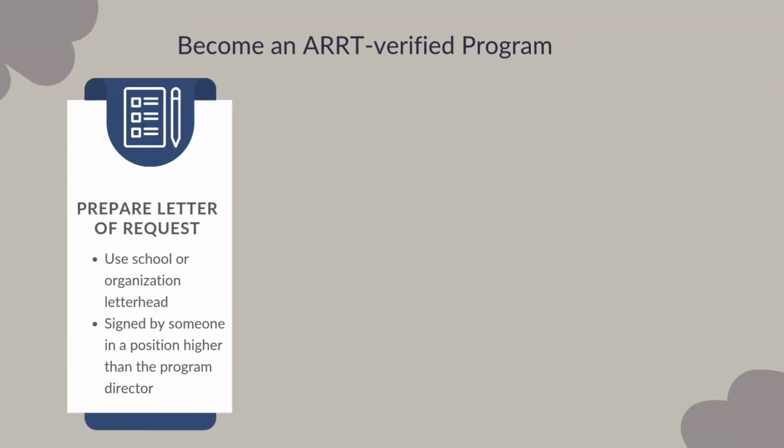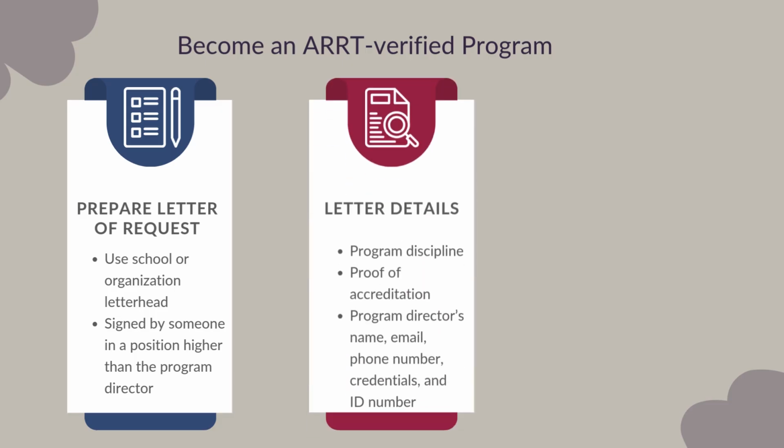If you're not currently an ARRT verified program and would like to become one, follow these steps. First, prepare a letter using school or organization letterhead. The request must be signed by somebody in a position higher than the program director. This could be a college dean, director of education, campus president, etc. The letter should include the program's discipline. You'll want to include proof of accreditation from an ARRT recognized accreditation agency.